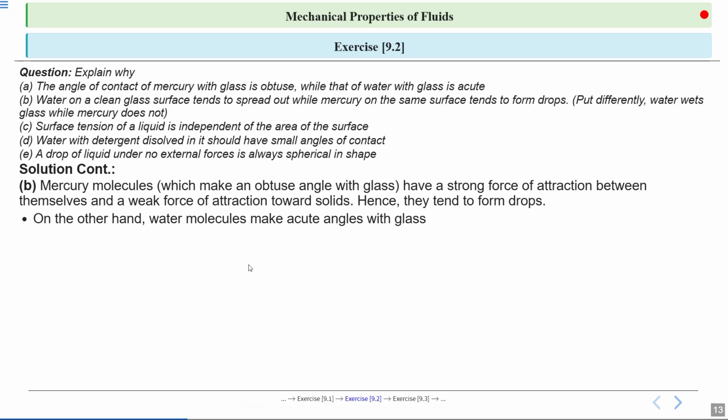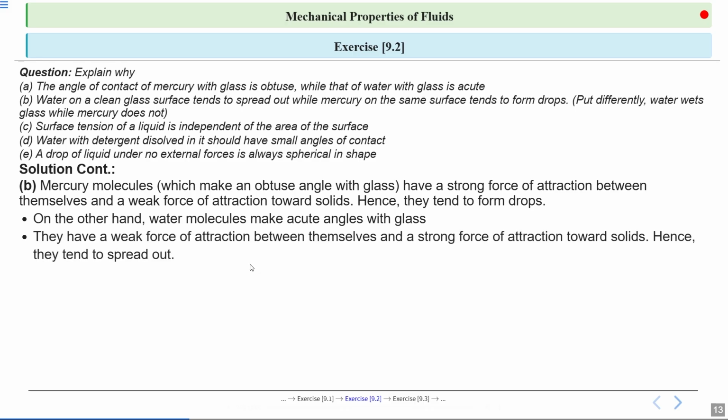On the other hand, water molecules make acute angles with glass, which means the drop flattens out more. This is because water molecules are more attached to the glass than to each other, so they tend to cling to the surface. They have a weak force of attraction between themselves and a strong force of attraction towards solids. Hence, they tend to spread out.